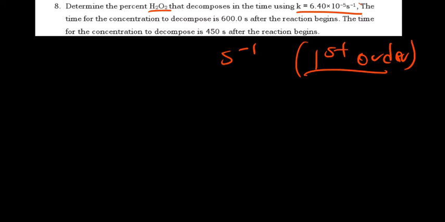Here you can also use the value of K to determine the order of the reaction. We are told to determine the percent that decomposes in the time using K equal to that. The time for the concentration to decompose is 600 seconds, and then also again for 50 seconds. So we've got two parts of the question.